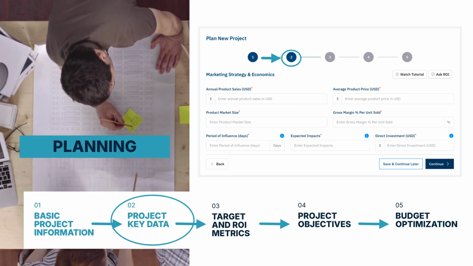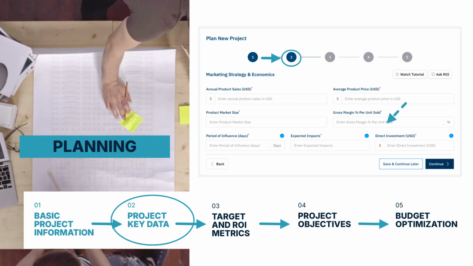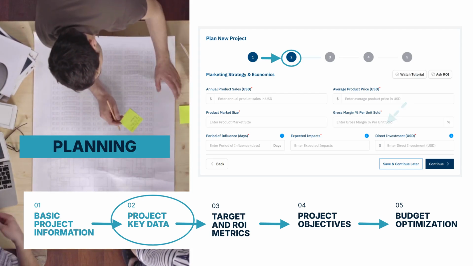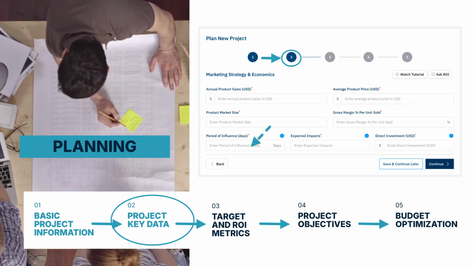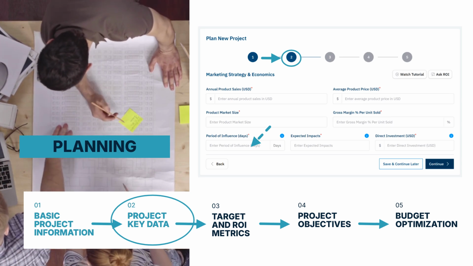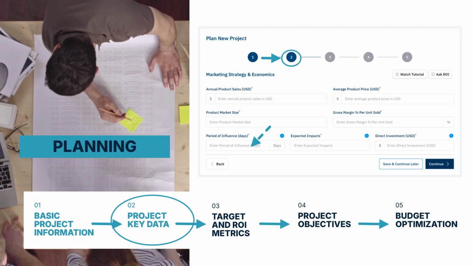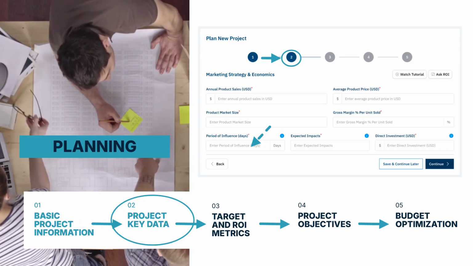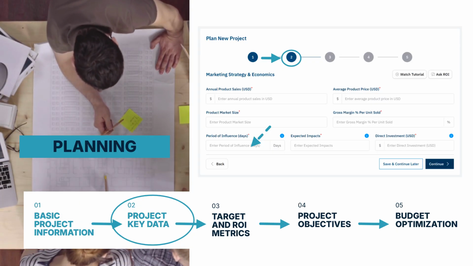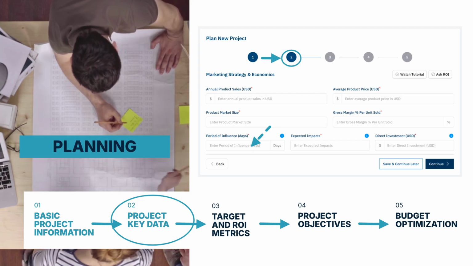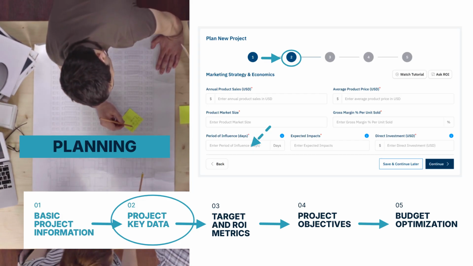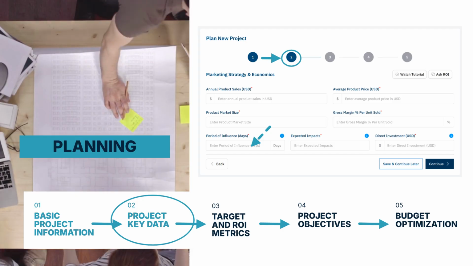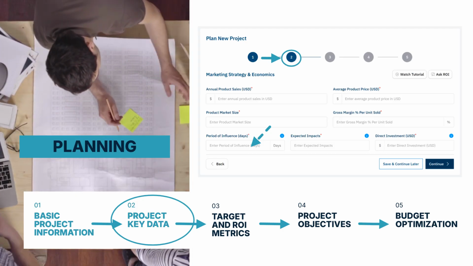Next, you'll define the gross margin per unit sold, allowing ROI Monitor to understand the true economic contribution of each sale. You'll then select the period of influence, the time frame during which this project is expected to shape customer behavior and impact business results. It's important to remember that this period often extends well beyond the project's execution. For example, a trade show may last only a few days, but its influence on purchasing decisions can continue for weeks or even months. Defining this period accurately is critical.